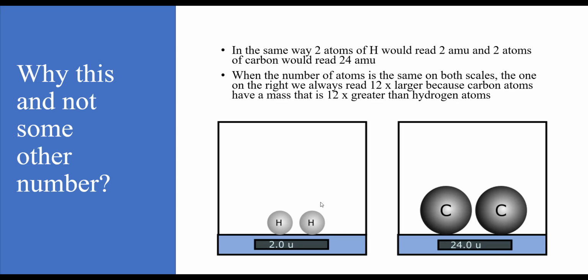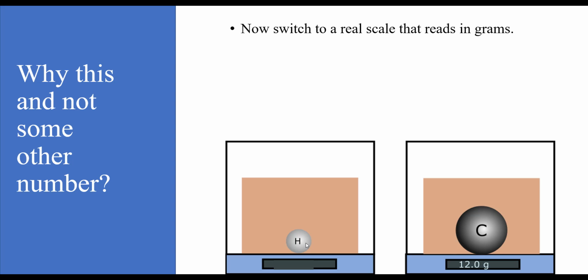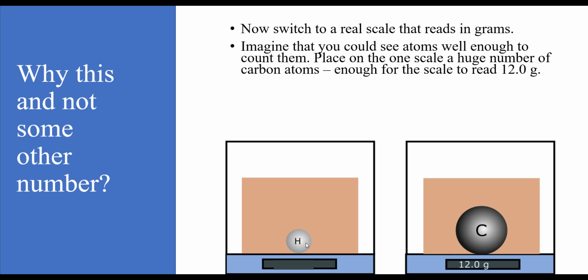As long as I have the same number on both sides, this scale reads 12 times as much as that scale. Now let's go to a real example. I go to the lab, and just as a fanciful experiment, imagine I have the ability to count atoms. Imagine you could see atoms well enough to actually count them. You can't, but let's pretend.